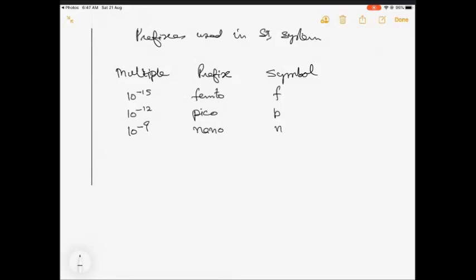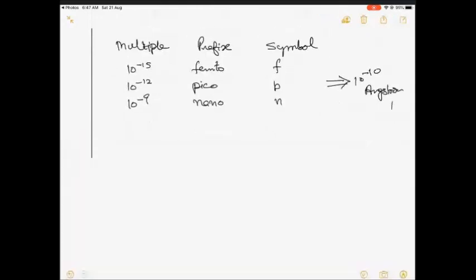Even pico is important. Student, there is another unit which is very commonly used in biology but not part of your chemistry part, so I will just mention it separately. That is 10 raised to power minus 10, and this unit is called angstrom. Generally, in cells we measure in angstrom, and it is represented by A. Okay, then we come back.